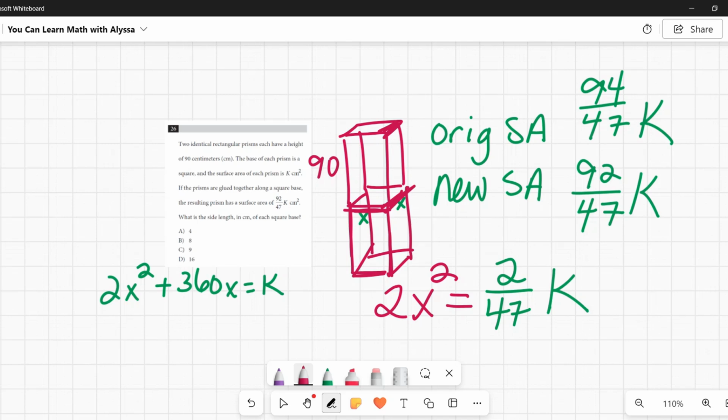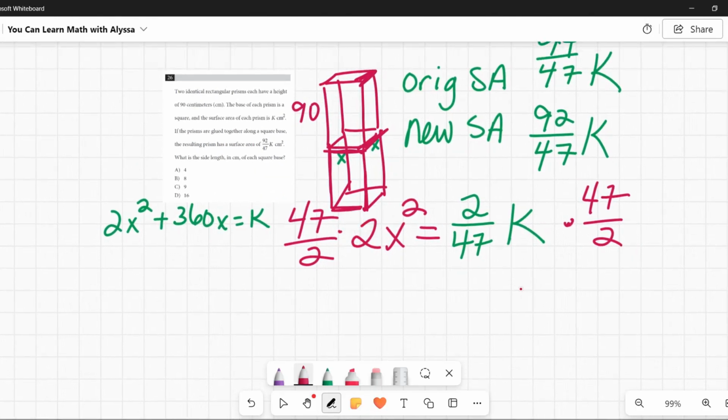Okay, so 2/47 k. In order to get rid of that, I need to multiply by 47/2. That will cancel out those fractions. You multiply by the reciprocal. So I'm going to do the same on this side, multiply by 47/2. And then on the right side, I will just have k, and on the left side, those 2's cancel out, and I'm left with 47x squared.